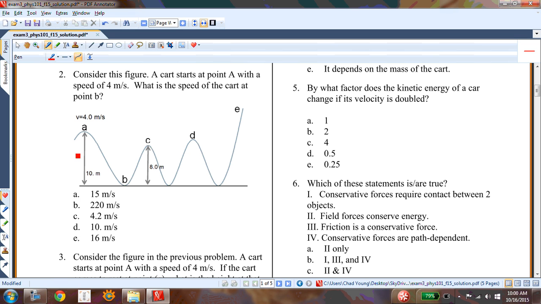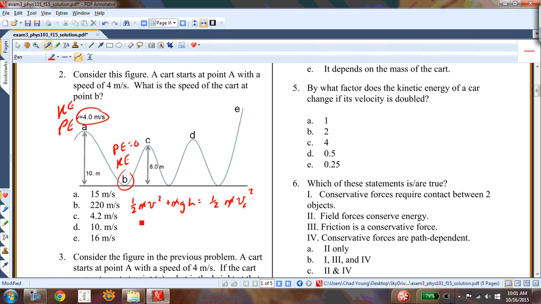I consider this figure. A car starts at point A with a speed of 4 meters per second. And then I want to know what is the speed at point B down here. Well, I know up here it has both kinetic energy and potential energy, but down here it only has kinetic energy because since h is equal to 0, the potential energy is equal to 0. So I have 1/2 mv squared plus mgh equals 1/2 mv final squared. My masses all cancel, and I can put in my values here.